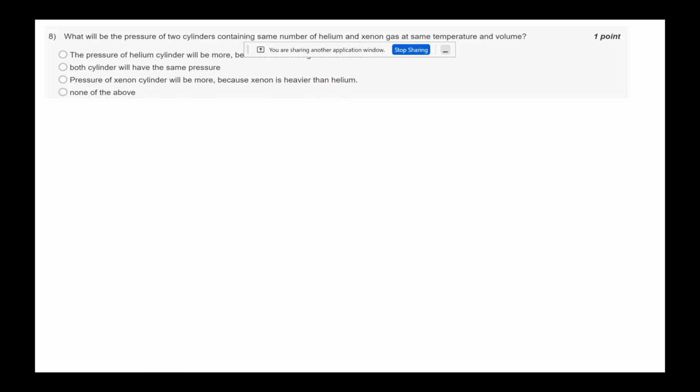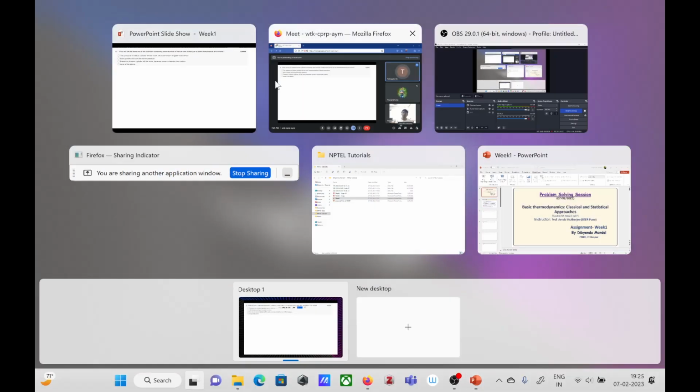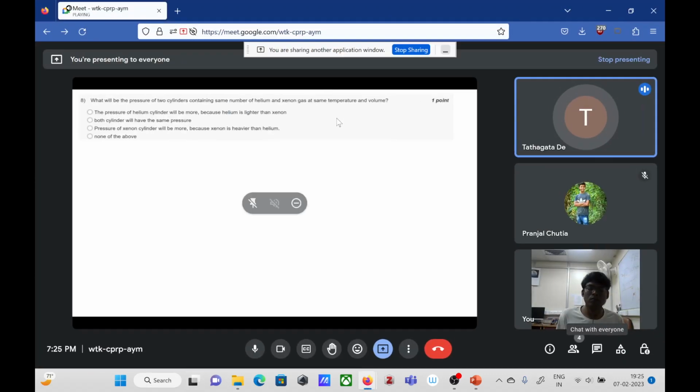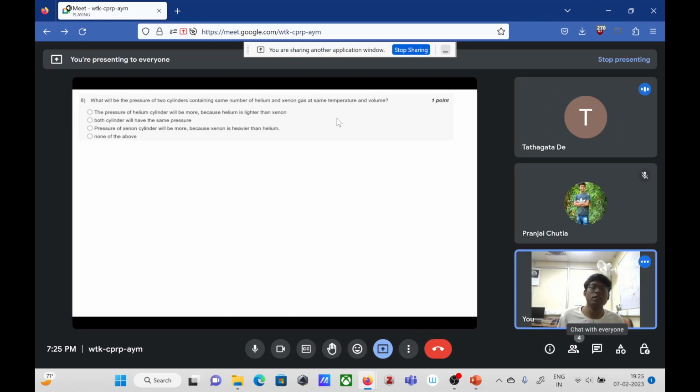Tathagata, what is your comment on this? Same. Same pressure. Why is that? Exactly. Fantastic. Precisely.